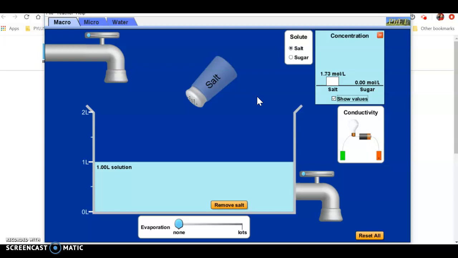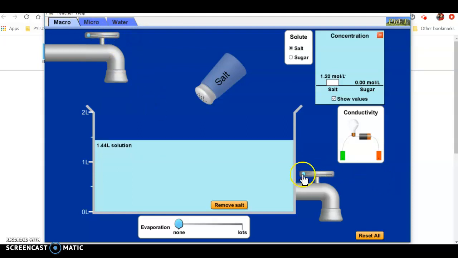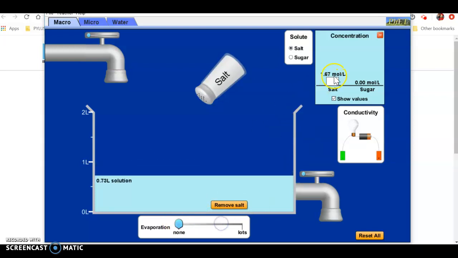Find a method to double the concentration of the solution. How can we make this thing double? I can't put any more salt in there. Maybe I put more water in. Oh, that makes it go down. So maybe if I let some of this out, that didn't change anything. Maybe if I did this. Oh, look at that. The concentration's going up when I evaporate the water.